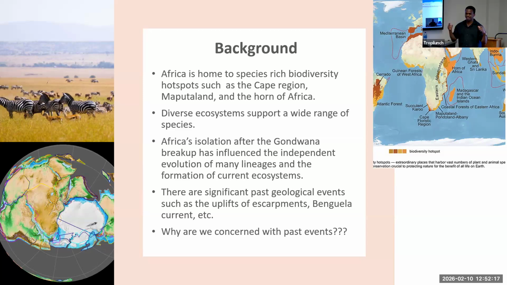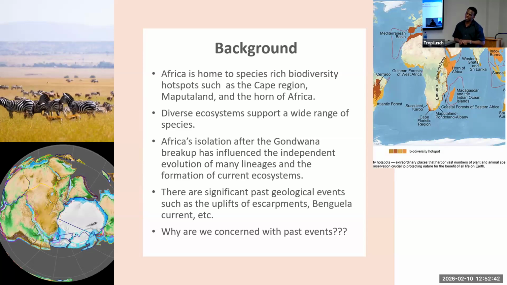After that break, which happened about 100 million years ago, Africa continued to evolve independently, whereby we had a lot of both climatic and geological events, such as the continent tilting 15 degrees east, the Benguela current, the uplift of escarpments, and continuous volcanic eruptions, especially in Cameroon.